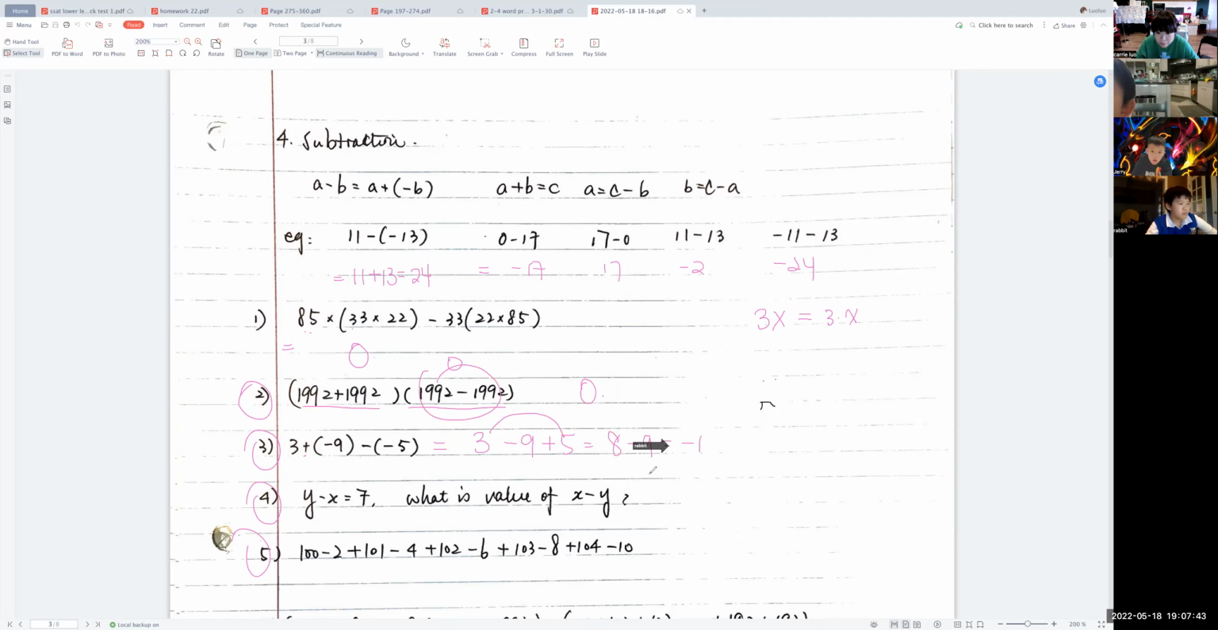Okay, so this number 4 is a little bit different. I only know y minus x equals 7. I want to know x minus y equals what? Does anybody here know how to do this one?